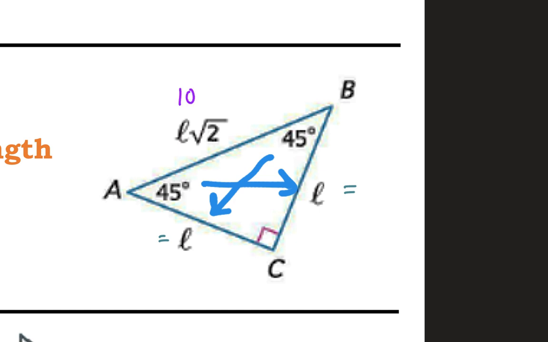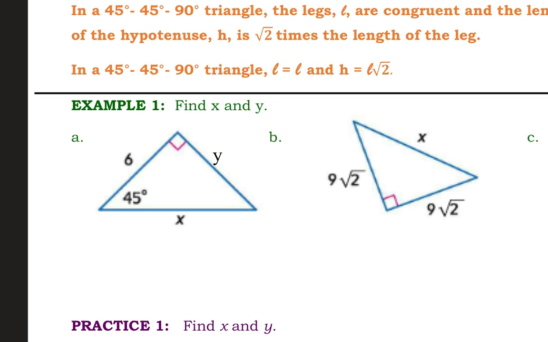So if your hypotenuse is 10 square root of 2, what do you think your legs are? They're going to be 10. Good. All right, let's just try one more. If your hypotenuse is, let's say, 11 square root of 2, what are your legs? 11. Good. All right, so just different ones. All right, let's look at the first one.